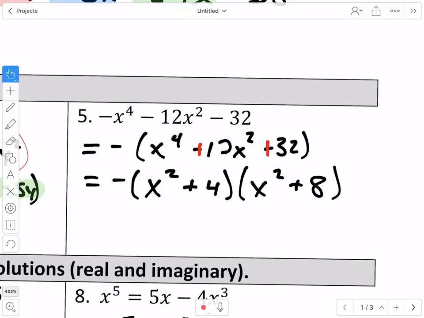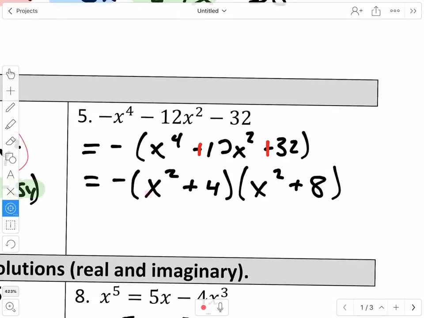Number 5, still factoring. It's a trinomial again. Lead coefficient's not 1, so I recommend factoring that out to the front. It's going to change these signs to pluses. If you're fortunate enough that the leading coefficient is a positive 1, you don't have to split the middle term. You can just find two numbers that multiply to get 32 and add to get 12, and you're going to make two binomials then. The square root of the first term goes in the first spot.